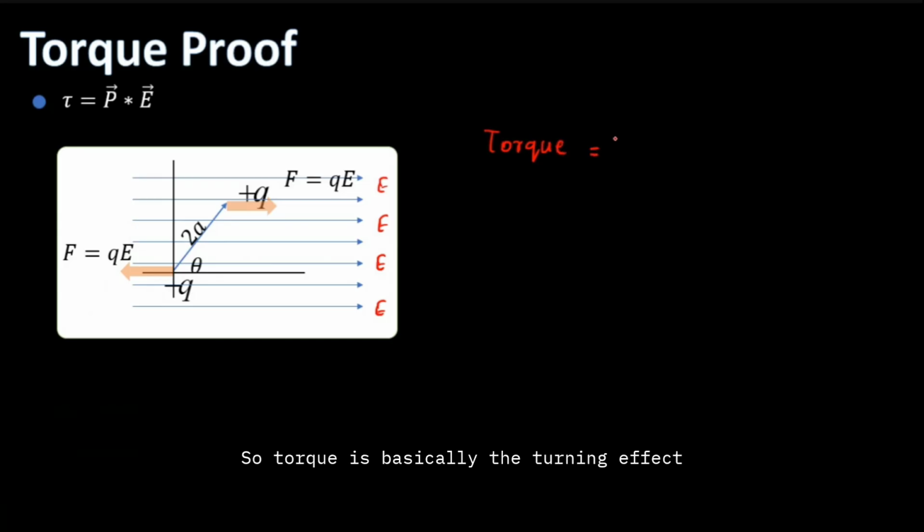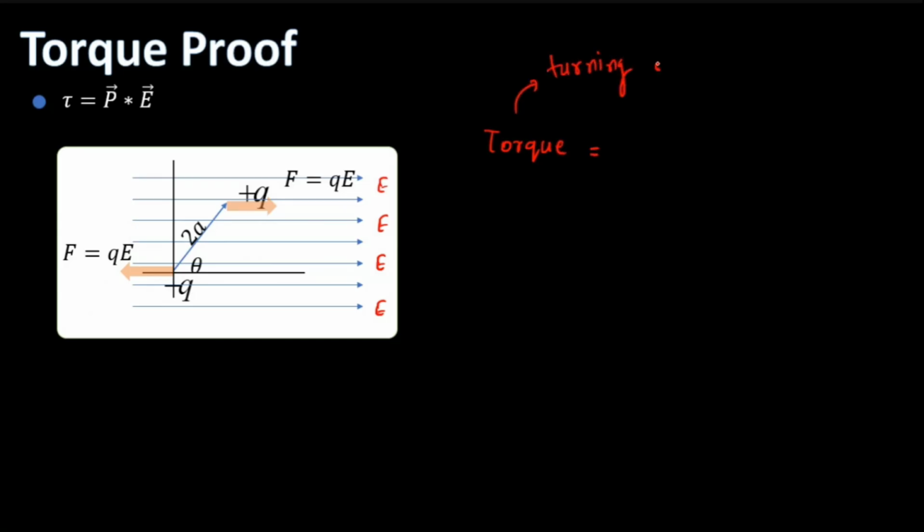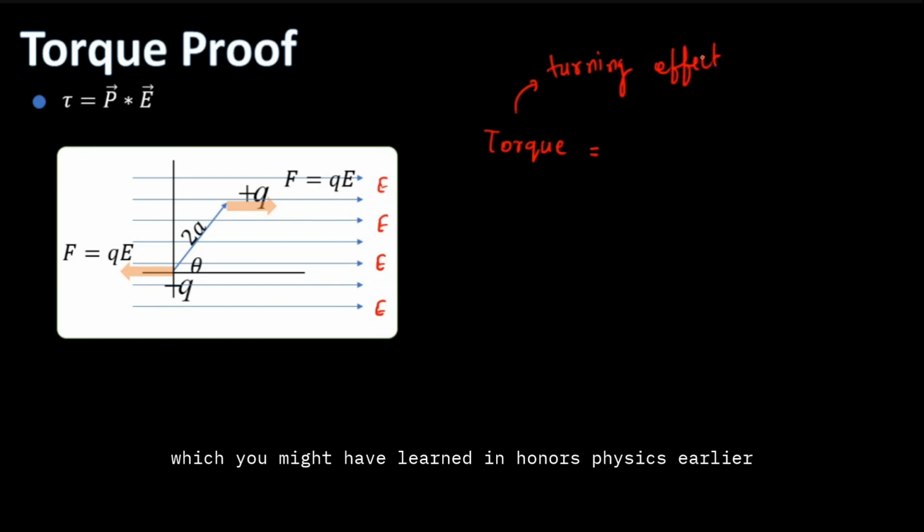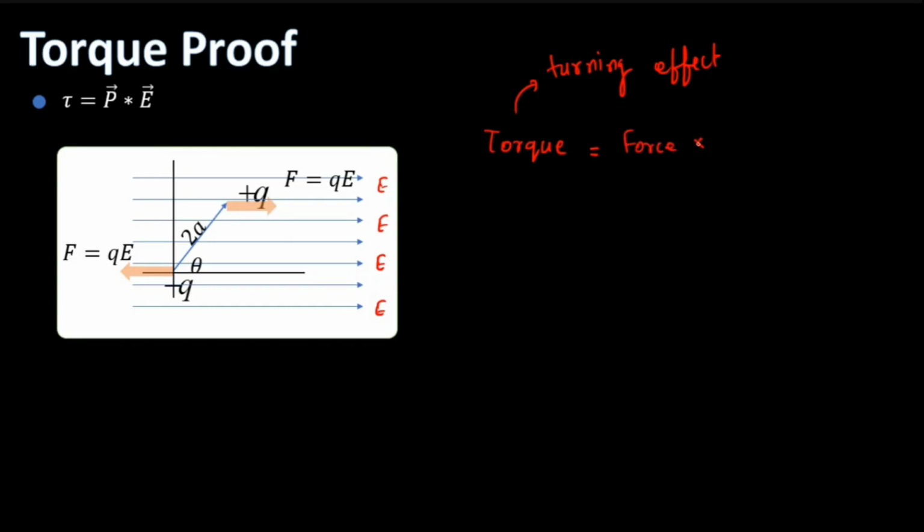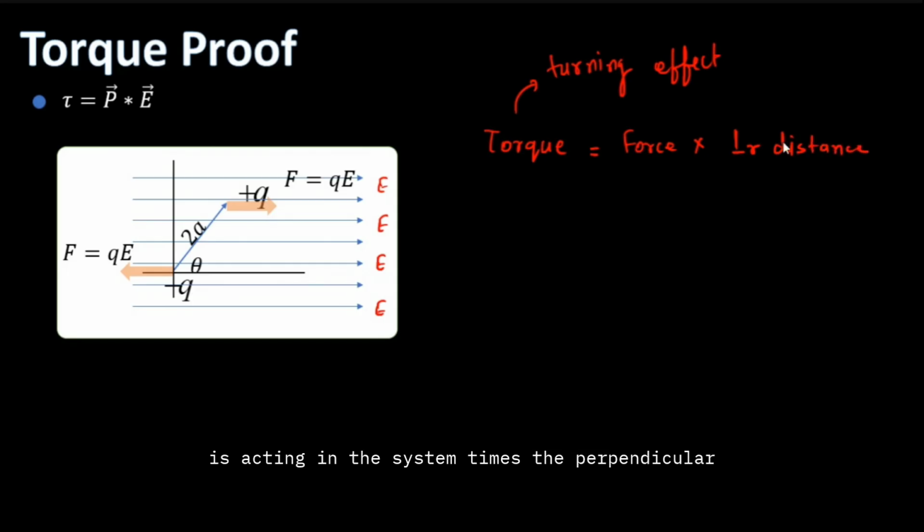Torque is basically the turning effect experienced by any object. This is something you might have learned in honors physics earlier. Torque is given by force times perpendicular distance. Whatever force is acting in the system times the perpendicular distance from the axis of rotation will give us torque. In this case, the force which is acting here is QE.